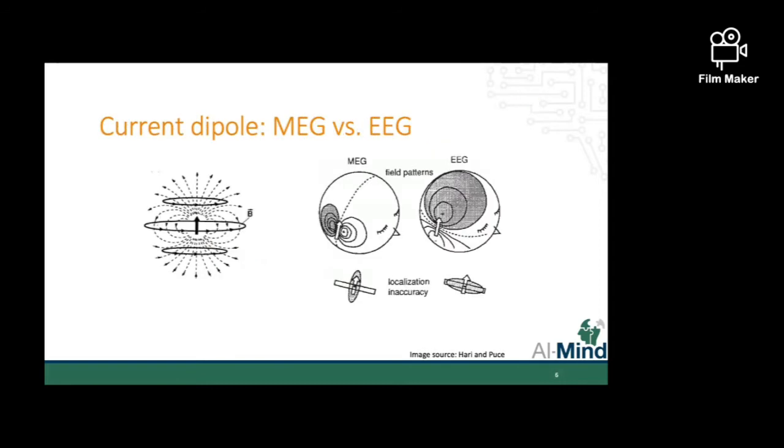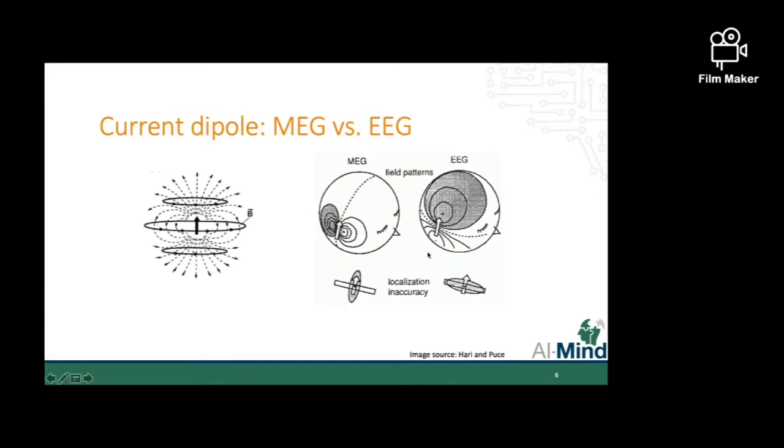Okay, so how do MEG and EEG then relate to each other? We know from electromagnetic field theory that magnetic and electric fields are oriented perpendicular to each other. So now if we simulate a dipolar source in the brain and have a look at the field patterns that are generated outside the brain, we can see for the MEG field patterns a field according to our rule of thumb, the right-hand rule.